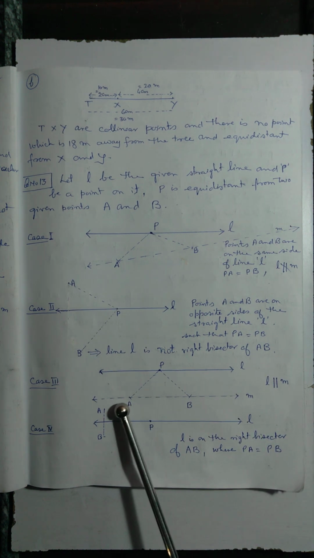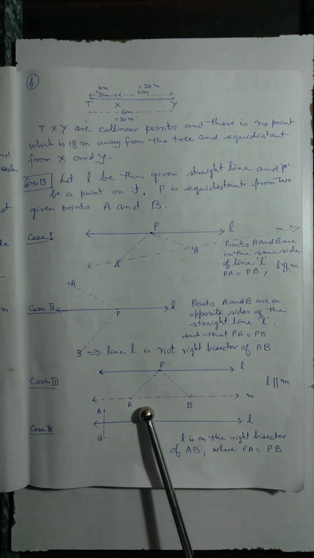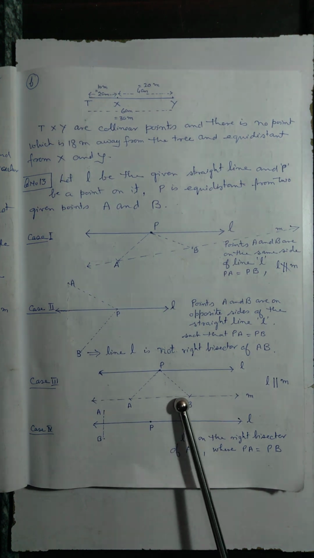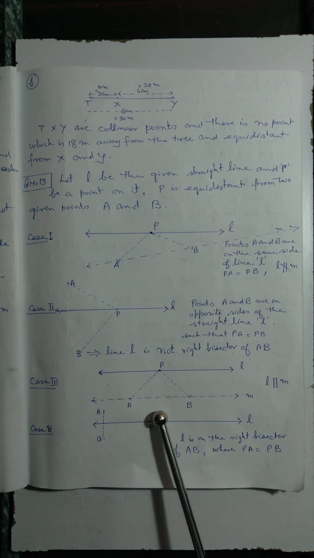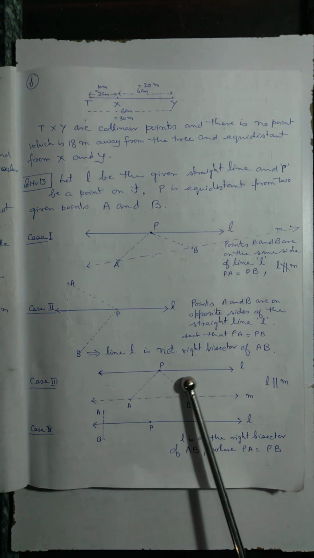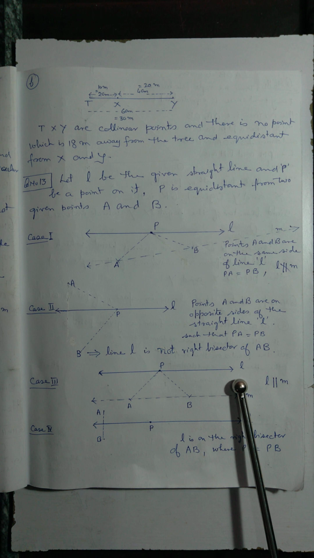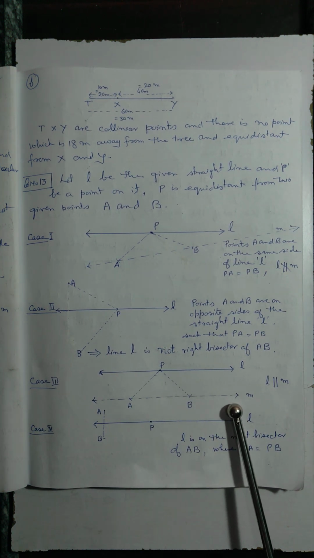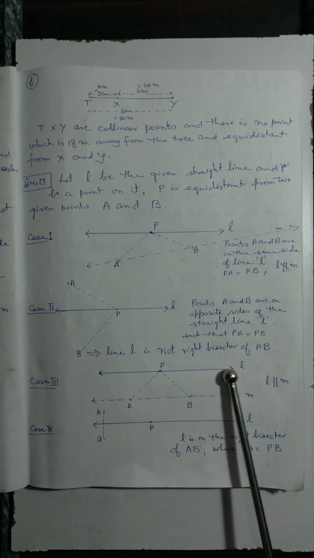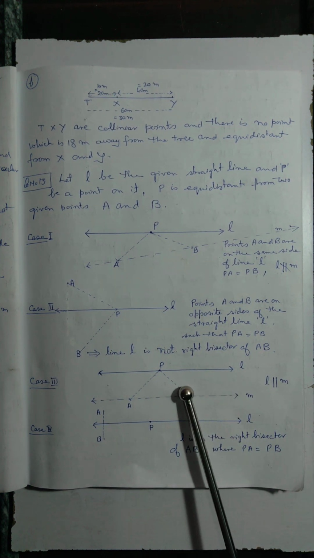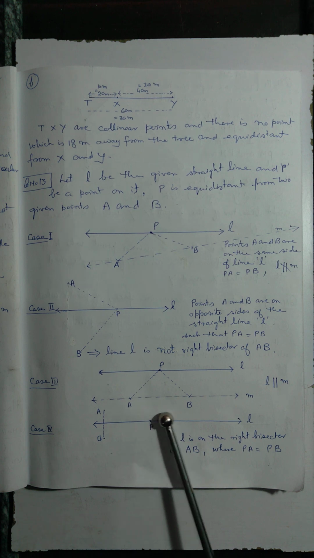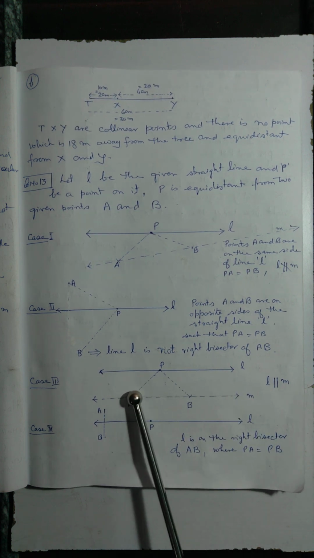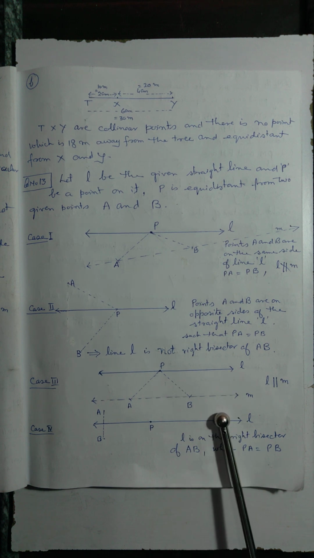Now the third case, that A and B points are there on one side of the line L and PA and PB are equal. But if you join AB and produce it, it will be parallel to the given line. It will be parallel to the given line and it will not intersect the given line.